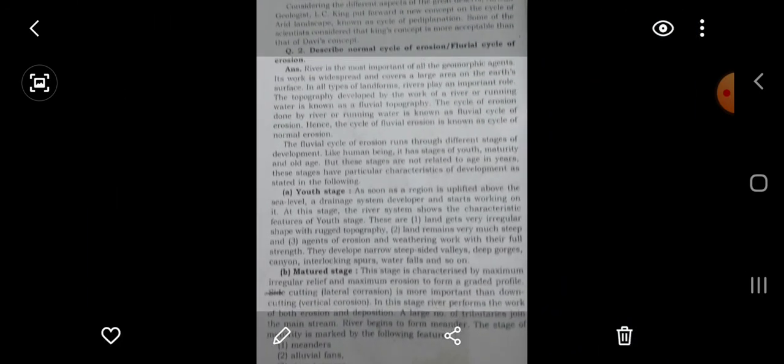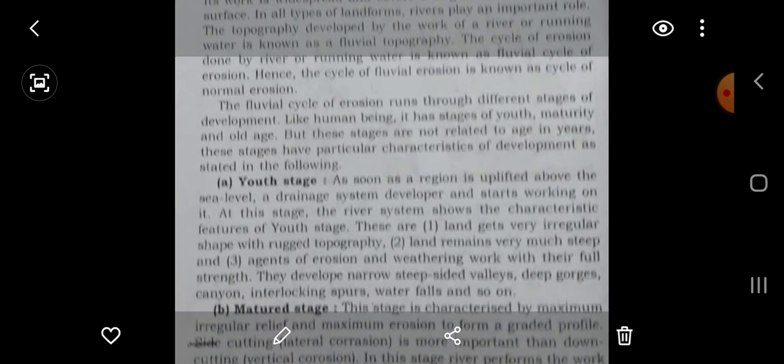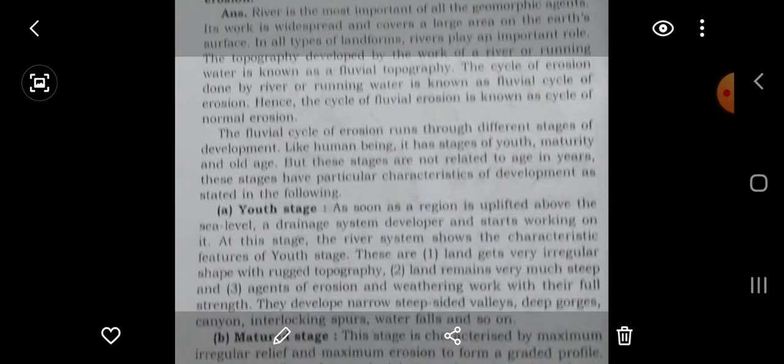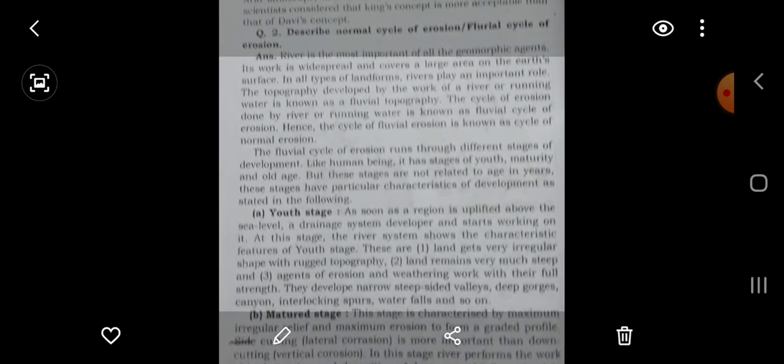So the next question is, describe the normal cycle of erosion. This is the other cycle, or the fluvial cycle. Fluvial means the landscape formed by the erosion of a river, and how the landscape there is formed.